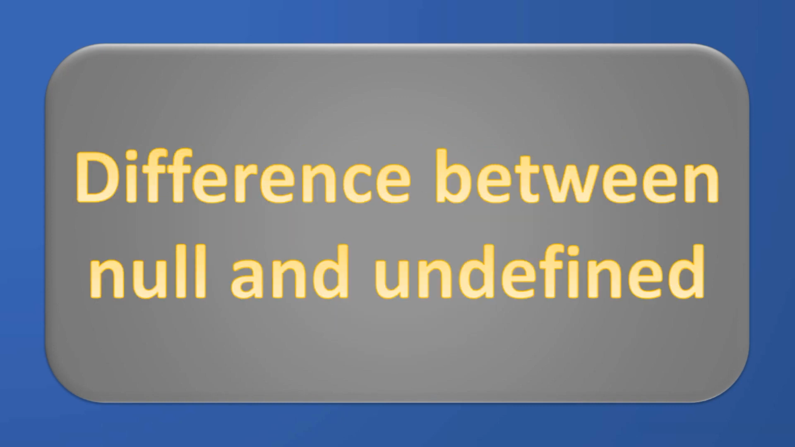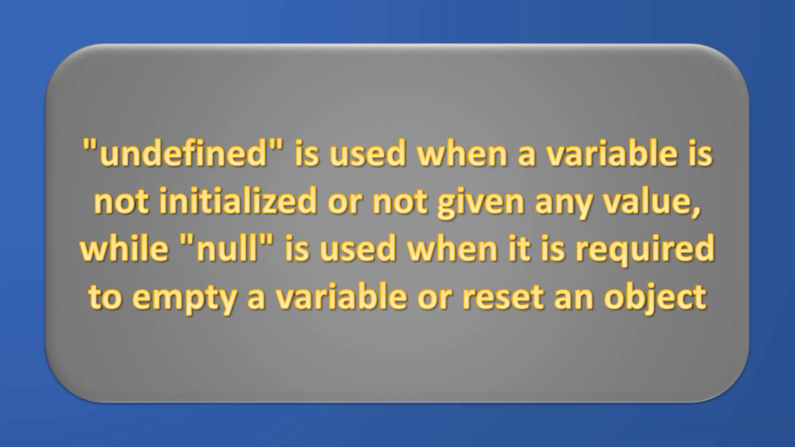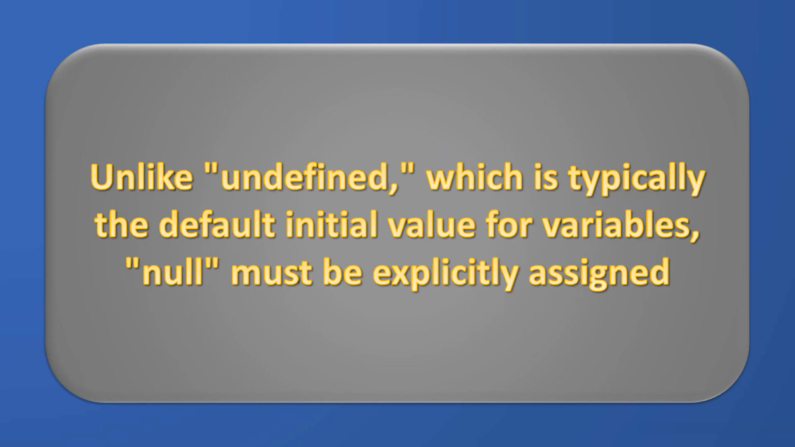What is the difference between null and undefined? Undefined is used when a variable is not initialized or not given any value, while null is used when it is required to empty a variable or set an object. Unlike undefined, which is typically the default initial value for variables, null must be explicitly assigned.